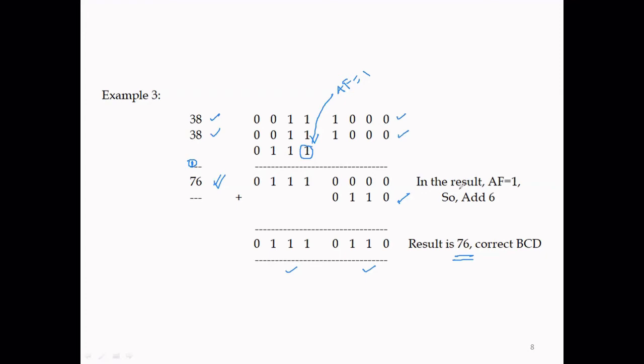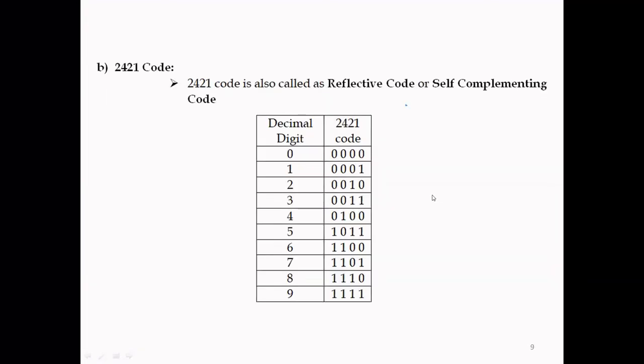Okay. What are the two cases we discussed? It will add 6 if any digit is greater than 9, to correct. Or if AF equal to 1, auxiliary carry flag equal to 1, then also it adds 6 to correct the result into correct BCD. So that's all about 8421 code. So let us see the second example in the weighted codes, that is 2421 code.